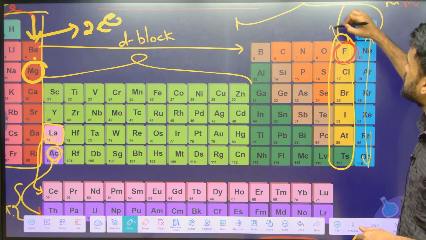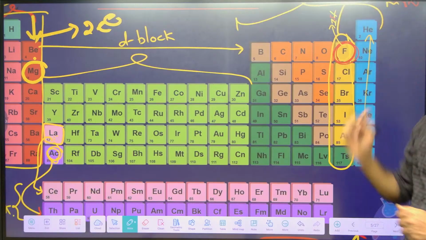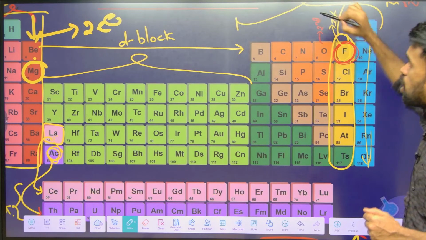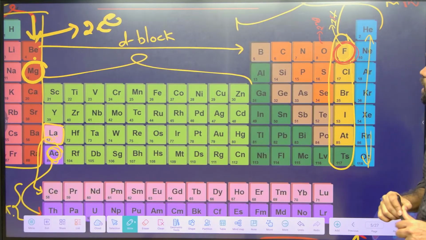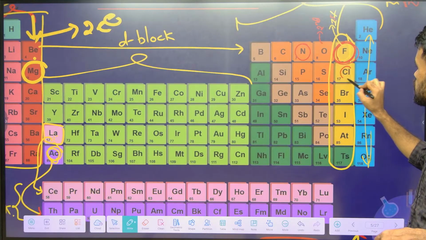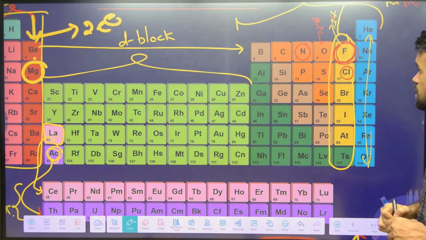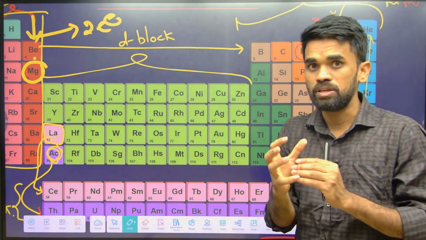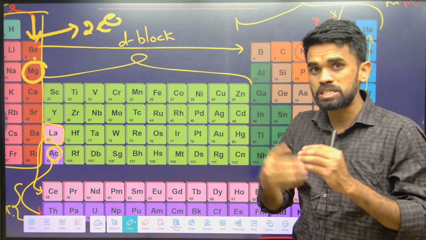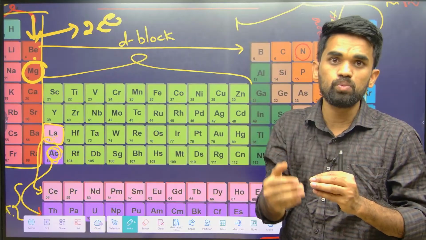So the first most electronegative element in the periodic table is what? Fluorine. And the second most electronegative element in the periodic table is oxygen. Now what about the third most electronegative element? Yeah, here we have nitrogen, here we have chlorine. So what you can understand is that electronegative nature decreases as we move down the group, and electropositive nature increases as we move down the group.